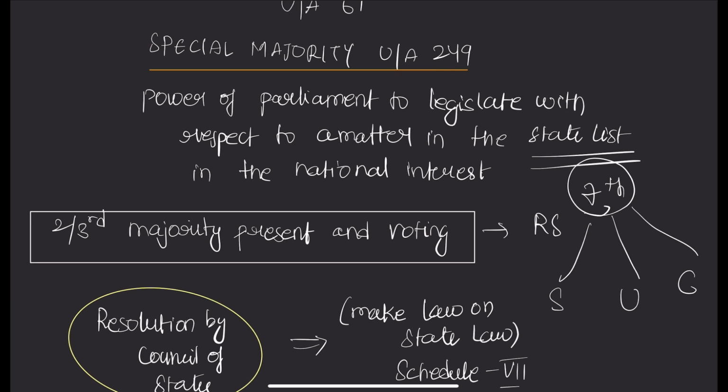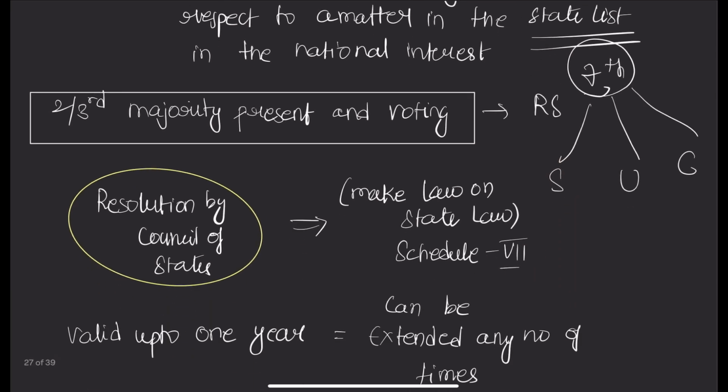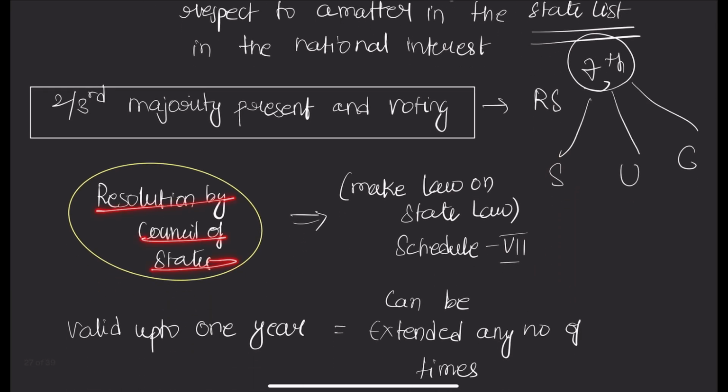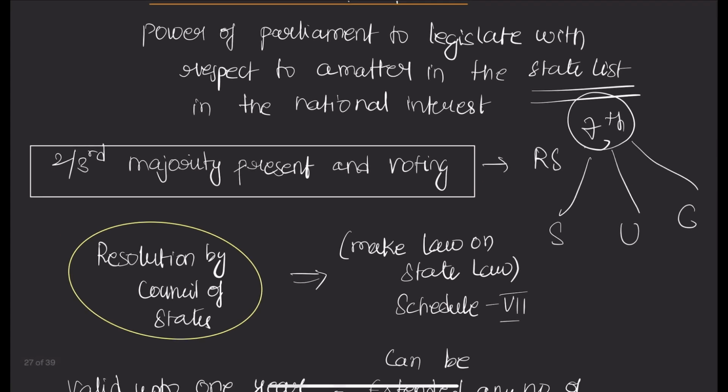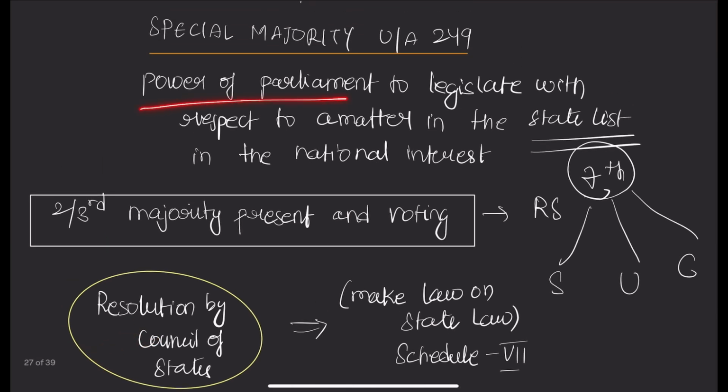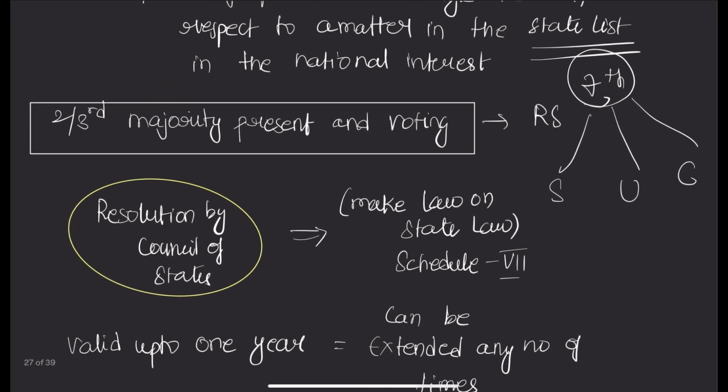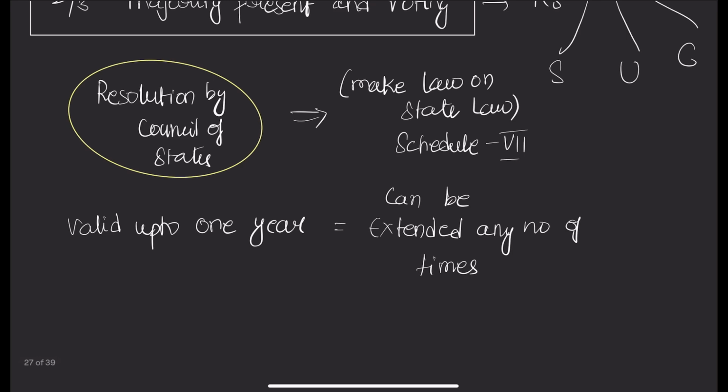So in the 7th schedule, powers of state, union and concurrent list are mentioned. If the union or the Parliament wants to make a law in the state list, then a resolution of the Council of States is a must. Let's see how the resolution is passed. 2/3 majority present and voting. So this special majority will be required for the passage of the resolution by the Council of States. For what? To make a law on the state list. Such a law will be valid for 1 year. It can be extended any number of times.